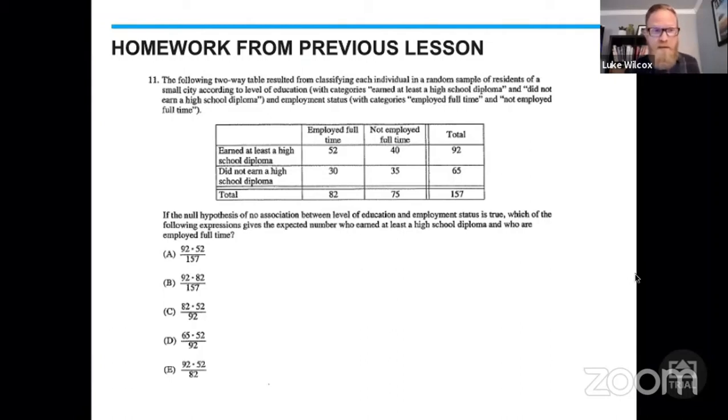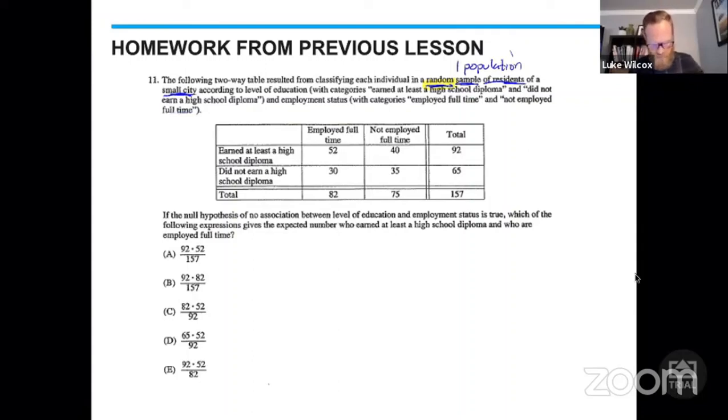It says, the following two-way table resulted from classifying each individual in a random sample of residents of a small city. Now I'm going to pause right there, and I'm going to say that the random sample of residents of a small city, that sounds to me like one sample that they're taking from one population. So I'm just going to note right here that this is one population. And then let me keep reading here.